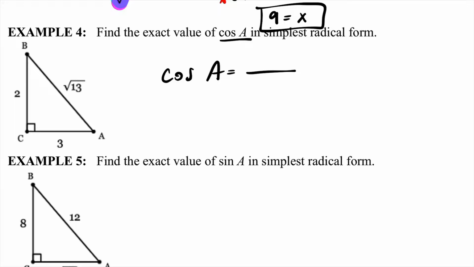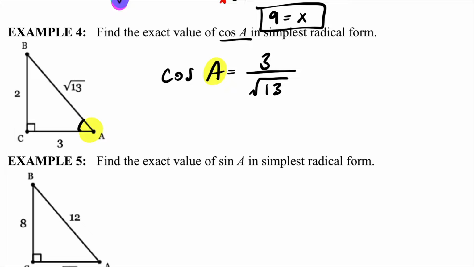Okay, so I'm going to highlight A. That's where I'm starting at. And then on the front, it said cosine was adjacent over hypotenuse. Well, what's adjacent from A? 3, yeah. 3 is right next to A. And the hypotenuse is the square root of 13, right?